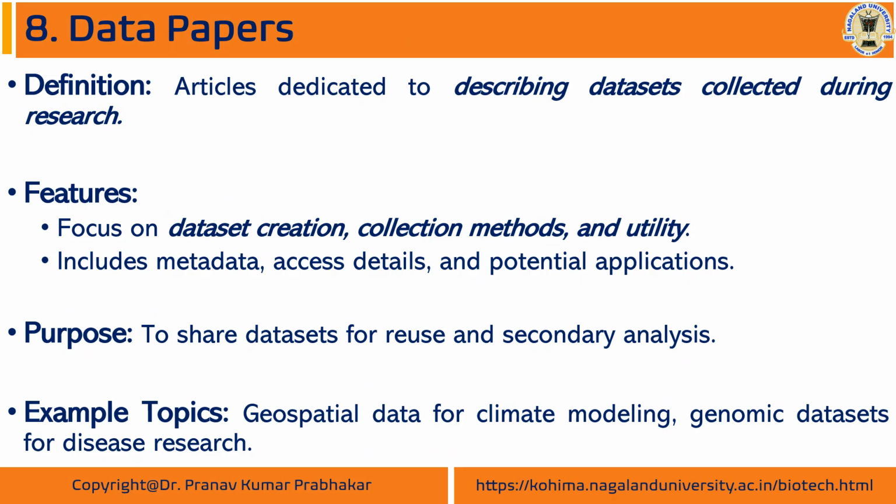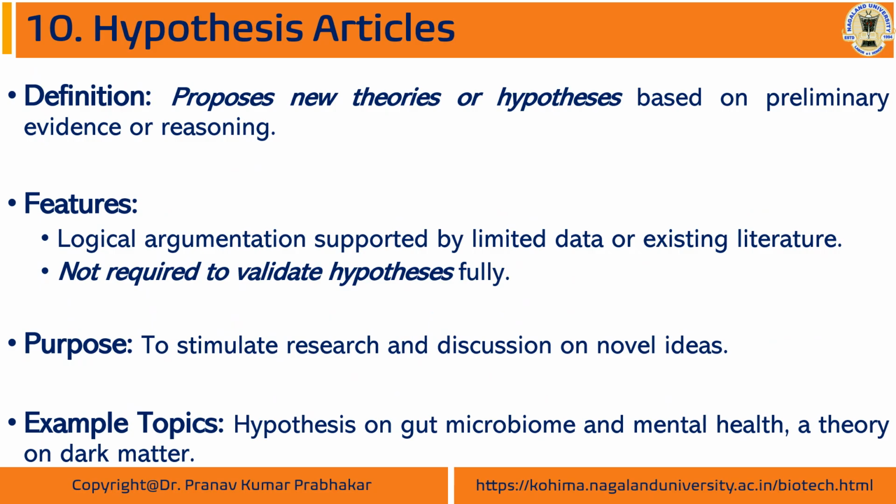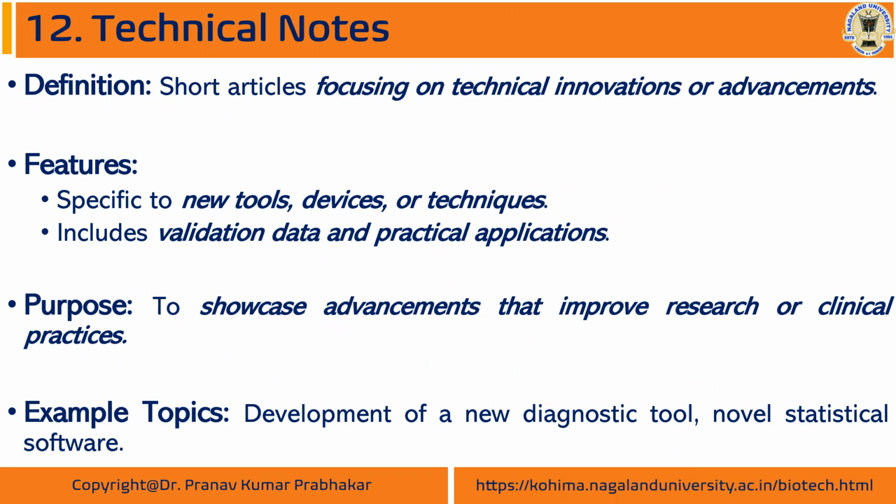Then we are having data papers. We talk about the data sets collected during the research, and we write papers on data only. Then we are having methods and protocol articles. Then we are having hypothesis articles. So roughly a total of 14 or 15 different types of articles. We are having conference papers, which we publish through the academic conferences. Then we are having technical notes. So these are roughly 12 different types of articles we publish in different forms. But commonly what we do is the original article as well as the review articles.